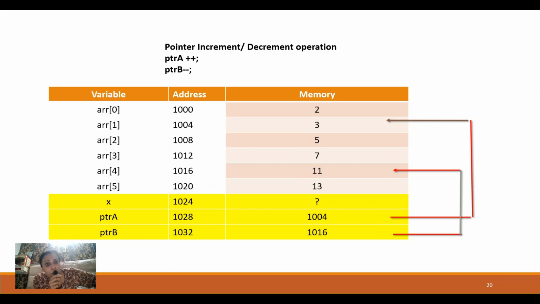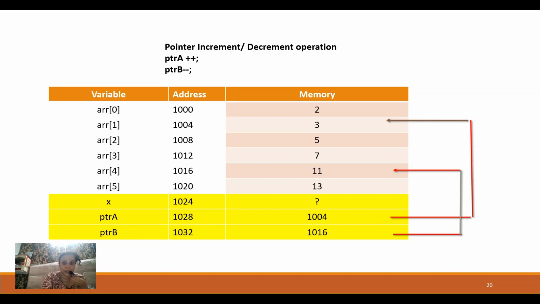How do we do pointer incrementation and decrementation? When you do ptra++, what will happen? It will now point instead of the first element to the second element, so arr[1] it's going to point to. And ptrb--, it was pointing to the last element, it is now going to point to the second last element. And so their subsequent memory addresses will also change.